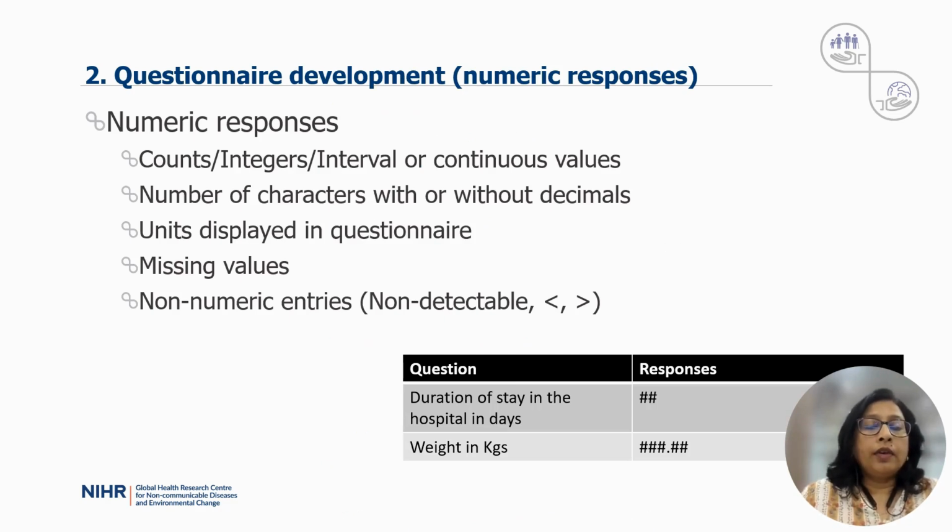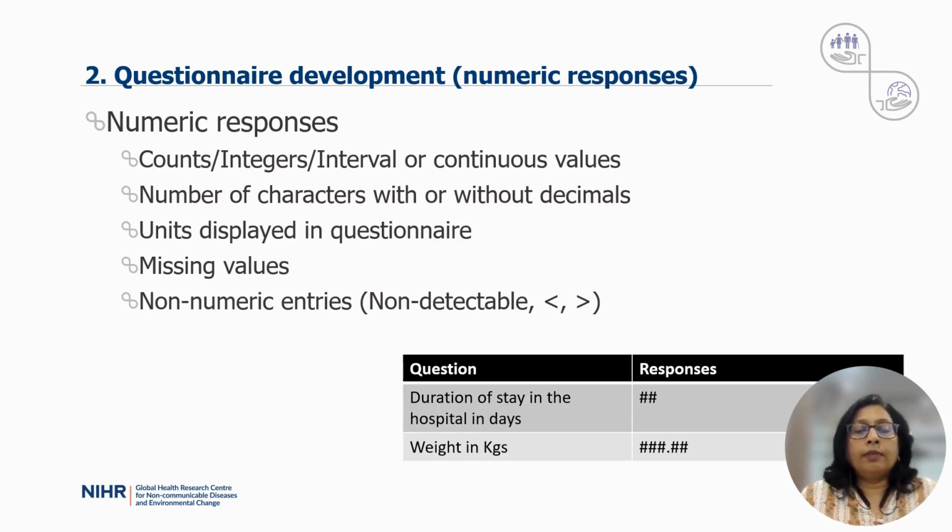There are some more nuances about numeric responses. Numeric responses could be counts, like the days you spent in the hospital, or it could be a decimal, like body temperature. It could be an interval or continuous variable, like a blood pressure measurement. With data management in mind, you also have to be very clear how many characters you are expecting. Are you expecting a decimal or not?